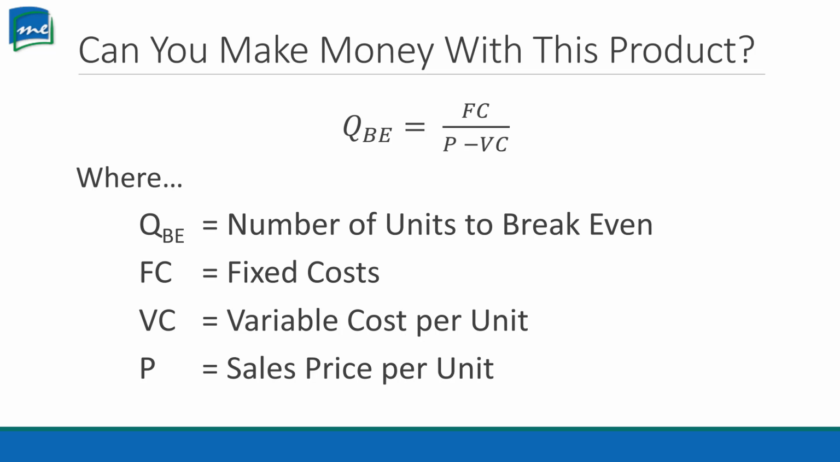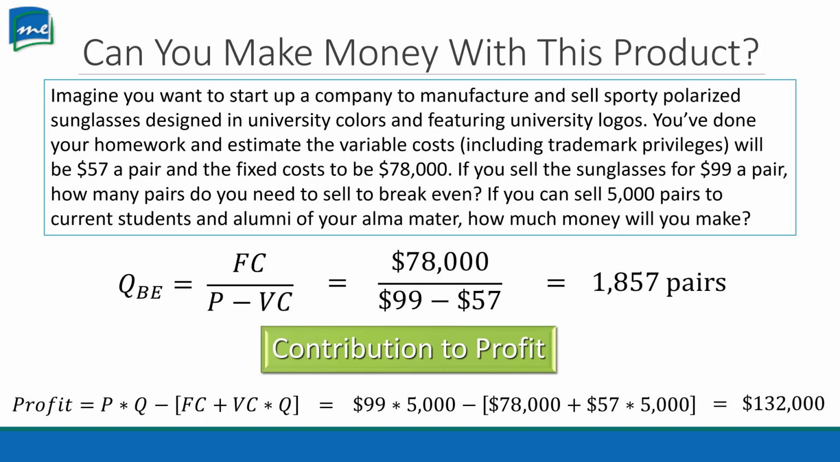So let's do a quick example here. In this example, imagine you want to start up a company to manufacture and sell sporty polarized sunglasses designed in university colors and featuring university logos. You've done your homework and estimate the variable costs, including trademark privileges. You can't just use somebody's trademark without getting a license. So the variable cost for that will be $57 a pair. And the fixed costs will be $78,000.